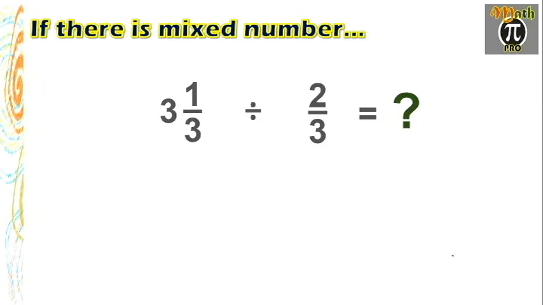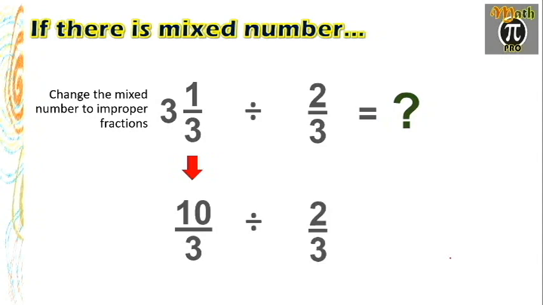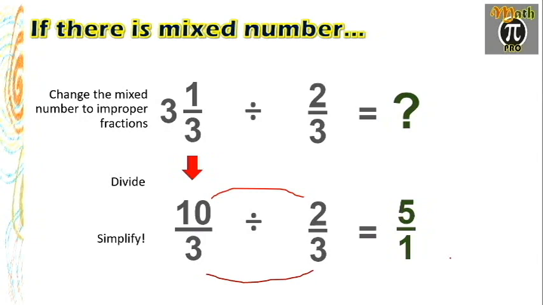And same with multiplication of fractions, when there is a mixed number, we change the mixed number into improper fractions. So we have 10 over 3 divided by 2/3. And again, we can divide the numerators and the denominators. The answer here is 5 over 1. And when we simplify it, the answer is a whole number 5.